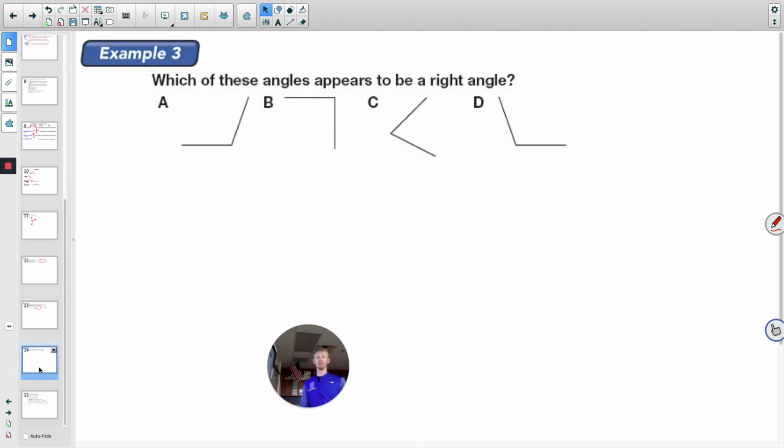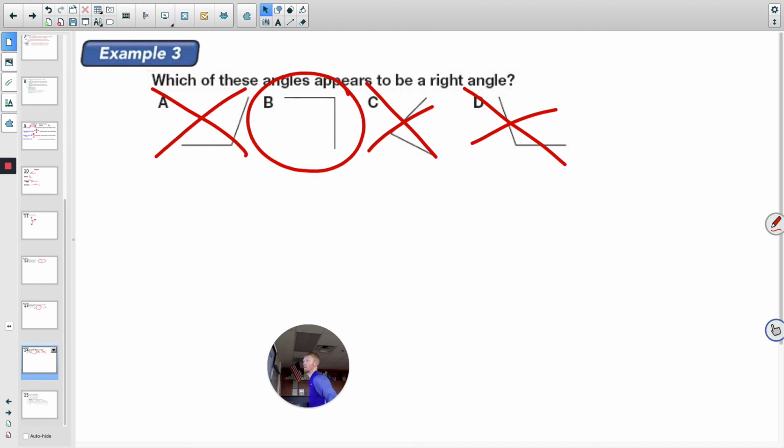And then which of these angles appears to be a right angle? Right angle would mean it's perfectly square. And looking through these, it can't be that one. Can't be that one. Can't be that one. B is our right angle right here. Perfect square.